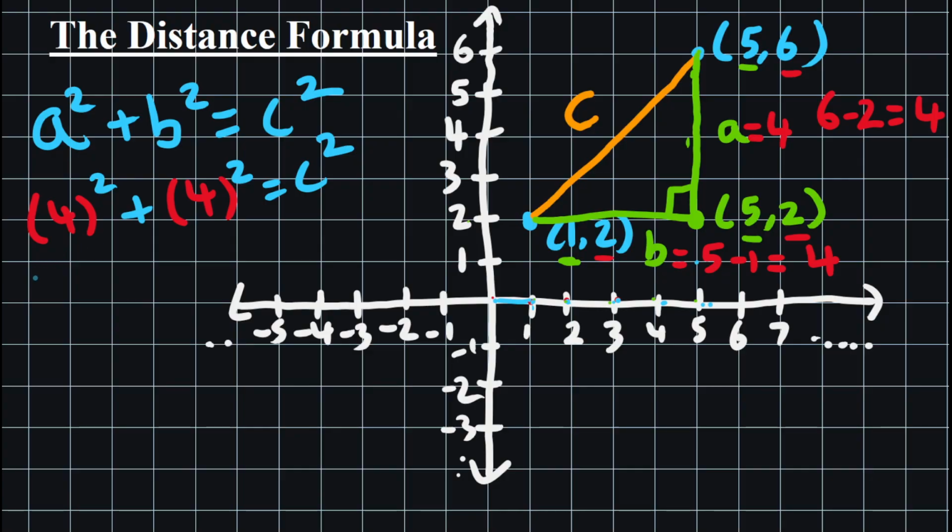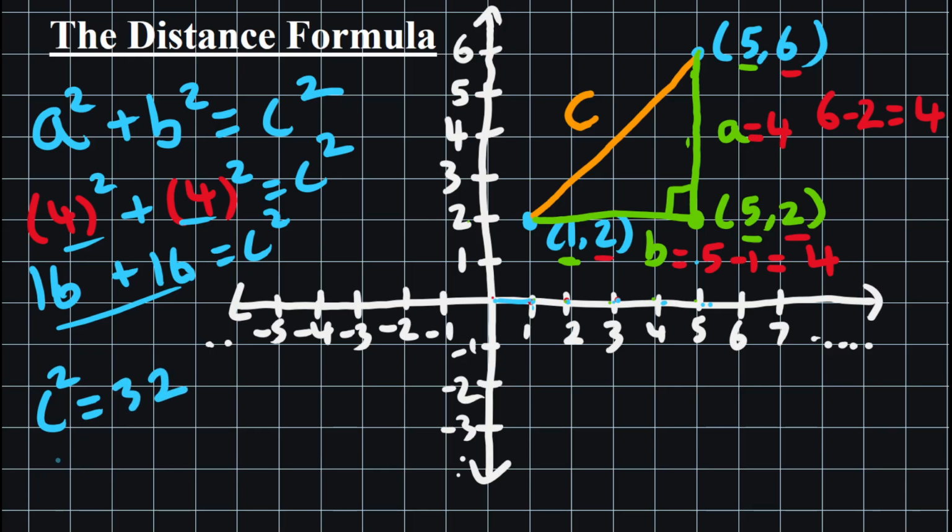So 4 squared is 16, plus 4 squared is also 16, equals C squared. And what's 16 plus 16? That is 32. So C squared equals 32. How do we get to C? So we can take the square root of both sides. That will cancel out the square. And C is just radical 32.